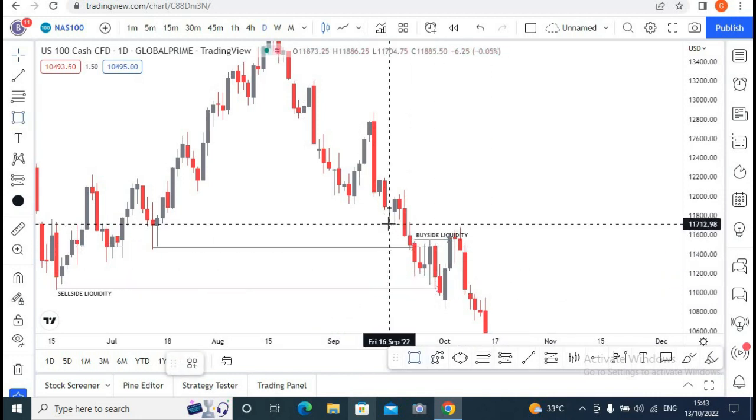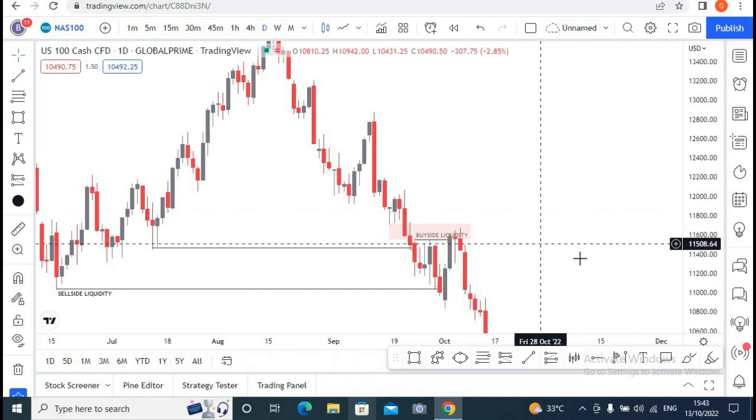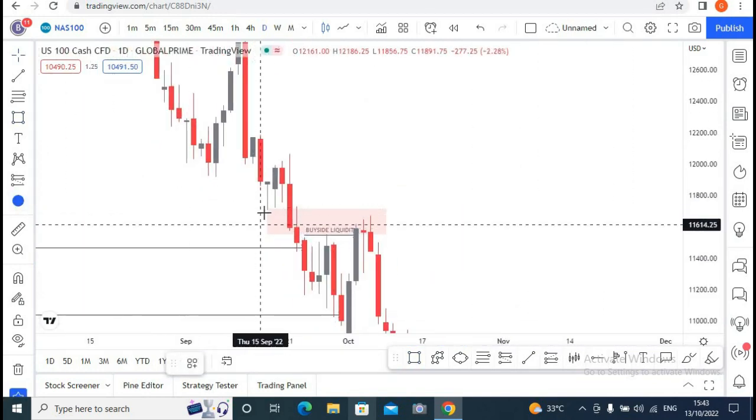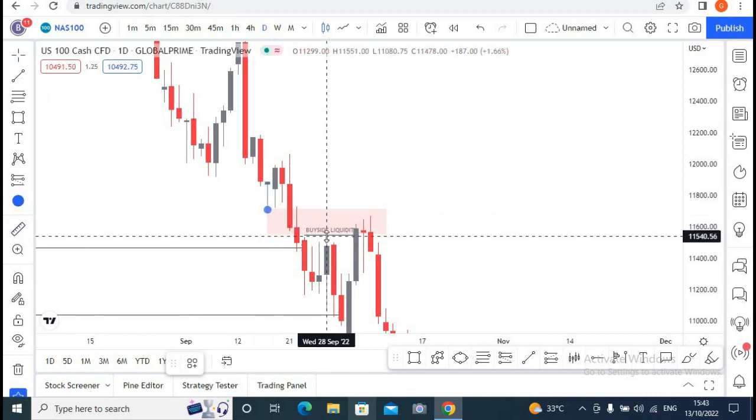You have to highlight the last low on your left side and the last high on your right side, something like this, meaning this is our last low right here, guys, and this is our last high, something like this right there.